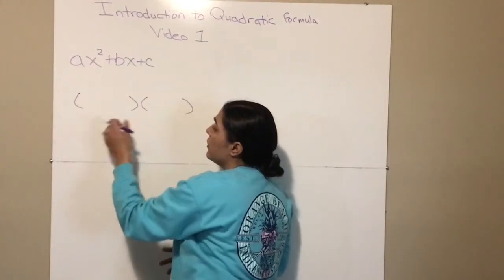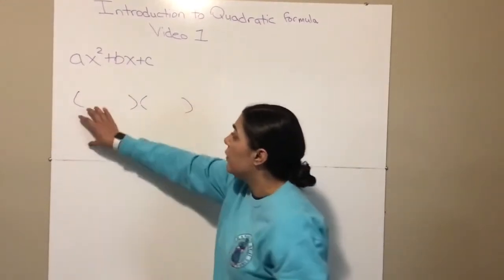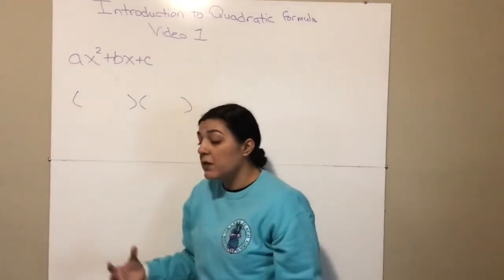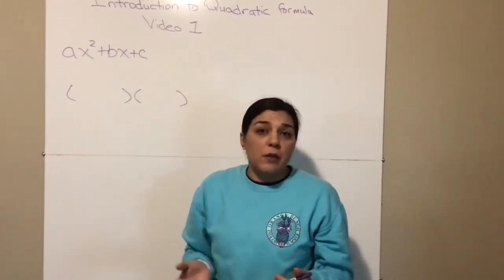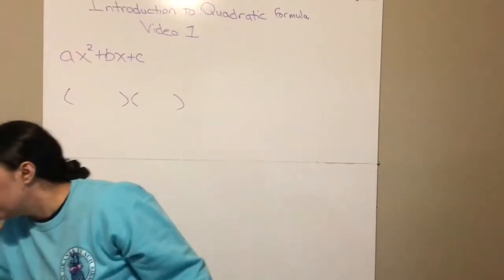And before we did all this, we drew our 2 parentheses and we found some factors of the first number, and we said, okay, well, we have 2 x's, so we filled those in. Well, sometimes the reason that we have to use a quadratic formula is because you can't factor it in the normal way that you would.